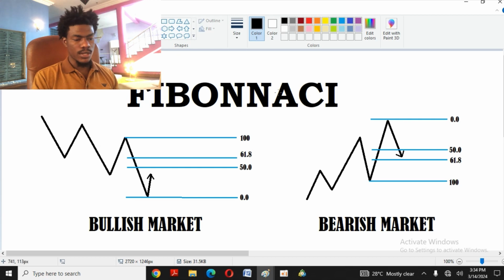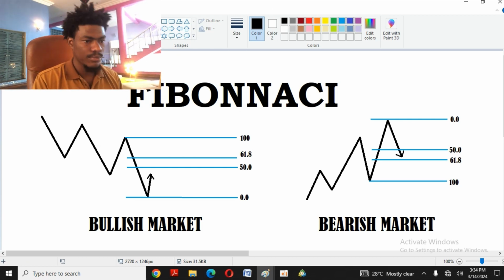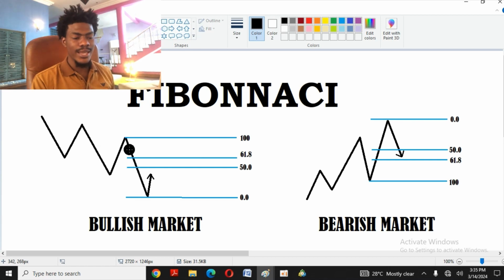If you look at my left-hand side now, okay, sorry, let me bring out this one. If you look at my left-hand side now, you will see this is a, sorry, I made a mistake in the labeling of this chart. Sorry, this is a bearish market, and this is a bullish market.